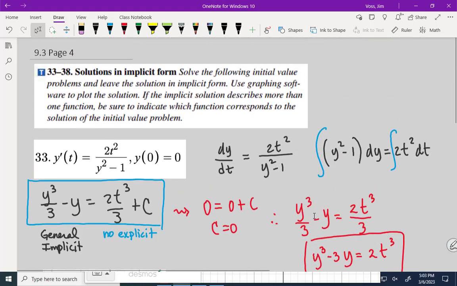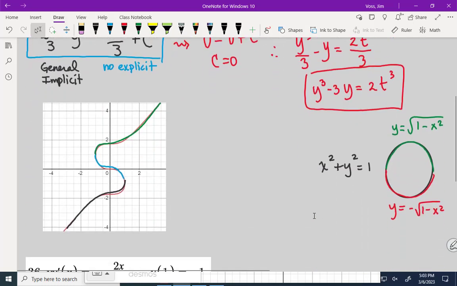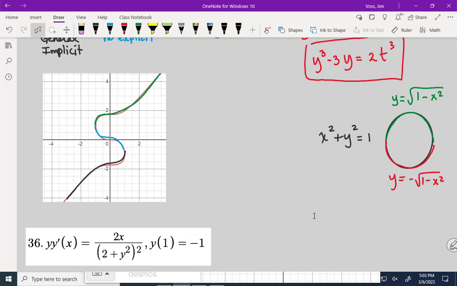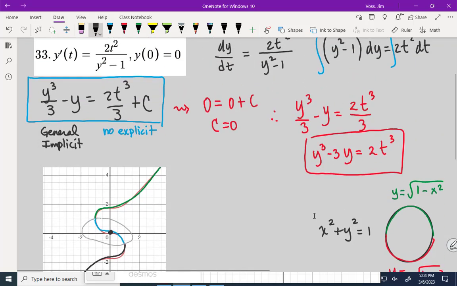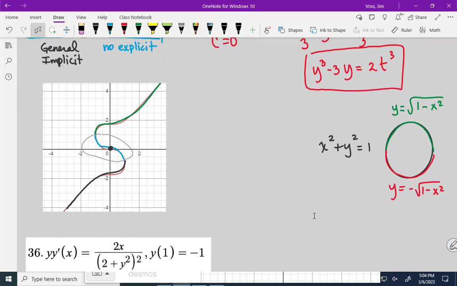Now, one thing we know is that the initial value is 0, 0. So this is the curve. Let's use that gray. This is the curve right here that we're looking for because that initial value is right there. So that blue, that is the part of this curve that we want. That's where the solution is, on that blue part. But we're not going to be able to write it down explicitly. So we have to leave it implicit if we can't isolate y.